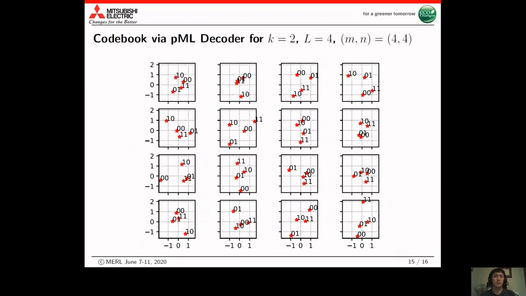This slide shows an example of an optimized codebook found via the pseudo ML decoder for encoding 2 bits over 4 time slots and in a 4x4 transmit and receiver antenna situation. In these figures, each row corresponds to one of the antennas, and each column corresponds to a time slot.